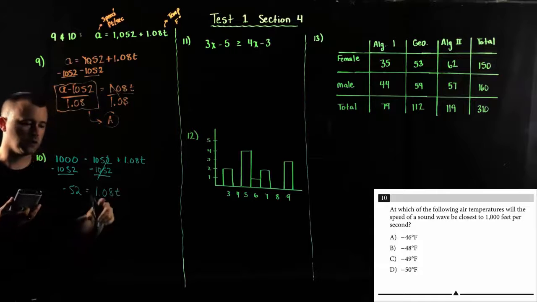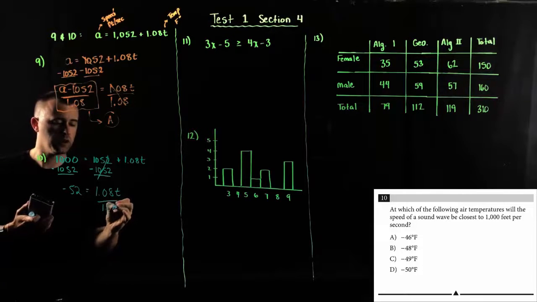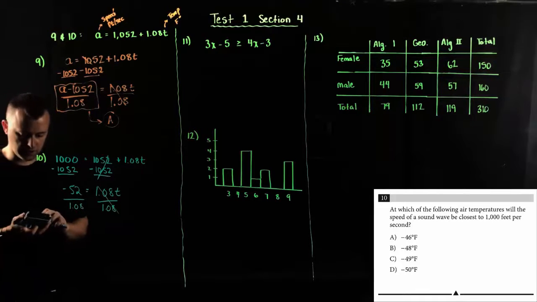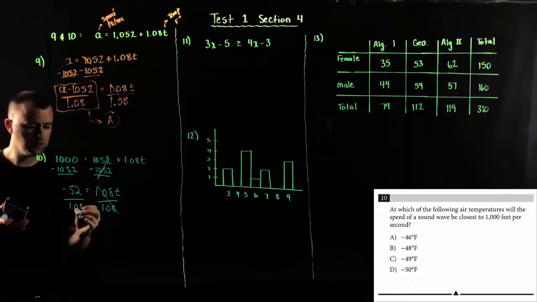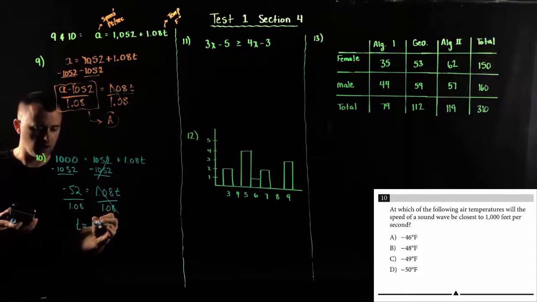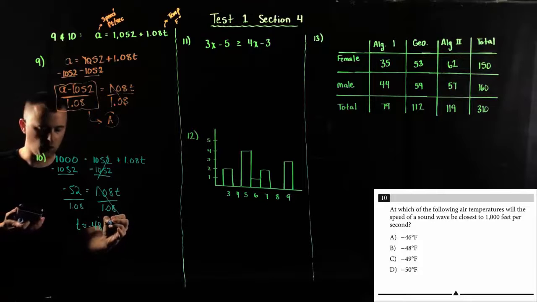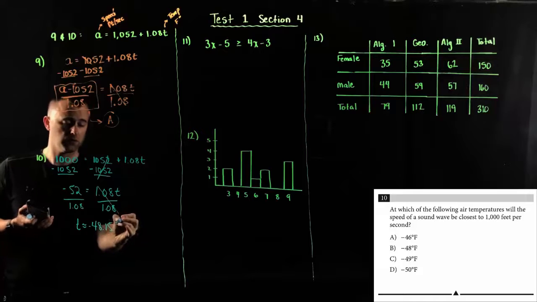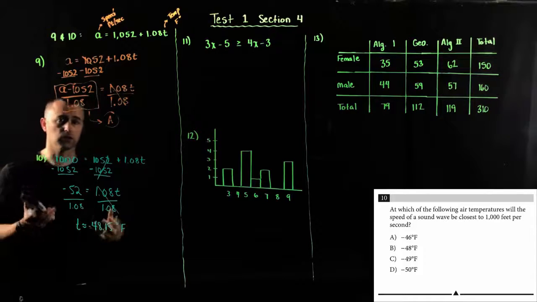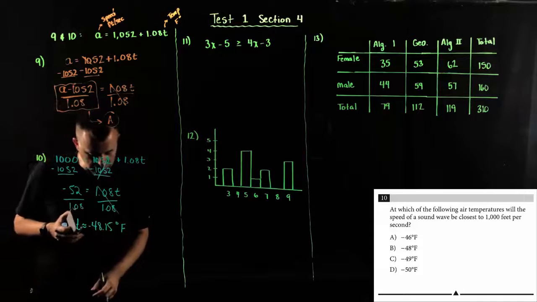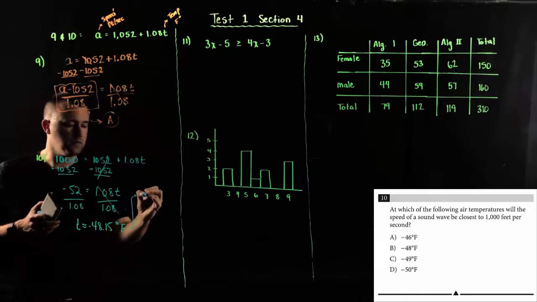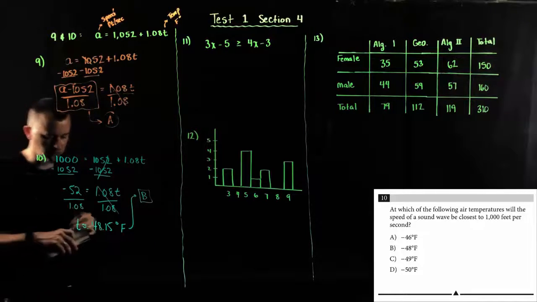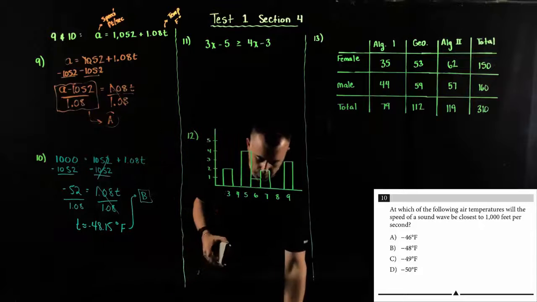Now we need that calculator. So we're going to divide by 1.08 on both sides. So you're going to plug in this expression on your calculator, and that's going to give you t is approximately negative 48.15. In this case, that's going to represent your temperature, so degrees Fahrenheit. So we want to find the answer choice that's closest to this number, and that is going to be negative 48. So that's going to be B, because that is what this thing approximately equals, negative 48 degrees. So that's going to be number 10.